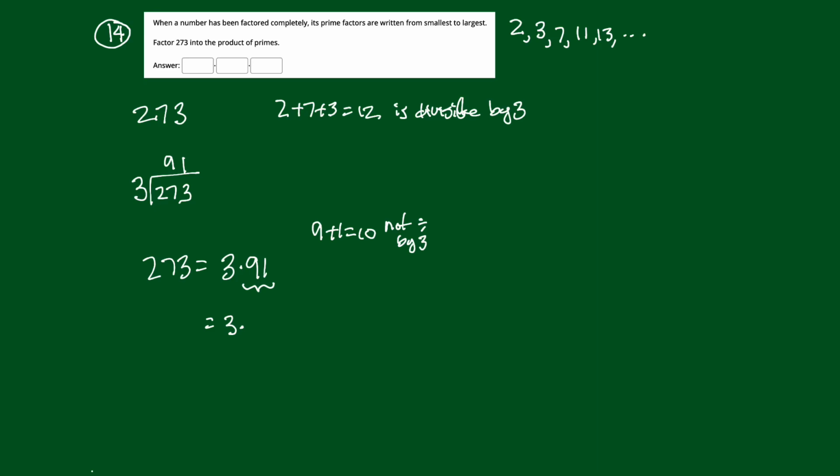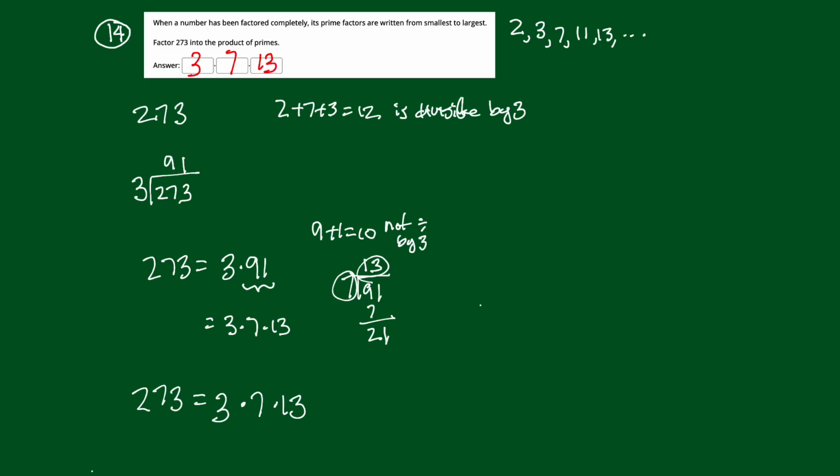All right, so 2 doesn't work, 3 doesn't work. What about 7? Well, I don't know. We'll just have to try it. Does 7 go into 91? Well, 7 into 9 is 1. That's a 7. Subtract, 2. Oh, it does. Bring down the 1, 21, we get 13. Okay, so I get 7 and 13. Now, 13 is prime, so we're done. So what we're saying is 273 as a product of primes is 3 times 7 times 13. So I'm going to write that up here in our box. It's 3, 7, and 13.